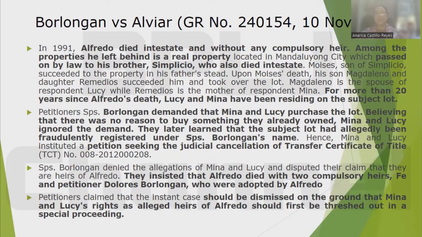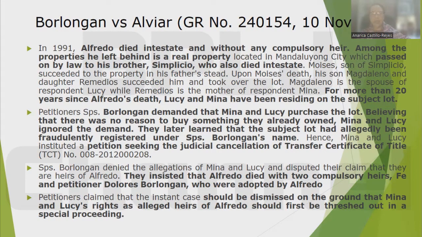Okay? We now go to the case of Borlongan versus Alviar. So in this case, Alfredo died intestate without any compulsory heir. So among the properties he left behind is a real property which passed on by law to his brother who also died intestate. So Lucy and Mina, who were the heirs of Alfredo, have been residing on the subject lot for more than 20 years. To their surprise, the spouses Borlongan were able to obtain title to the said property, believing that there was no reason to buy that property because according to Lucy and Mina, they inherited the subject land from Alfredo.